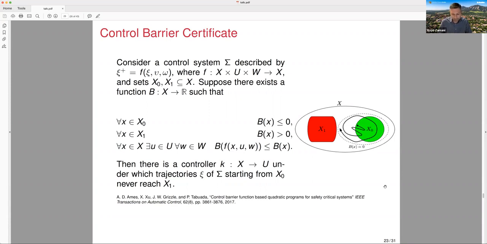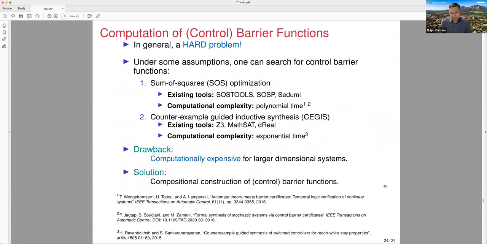So, okay, you may say barrier looks great. You just search for a function. How bad can it be? Actually, searching for that function is also a hard problem, yeah? There is no free lunch.